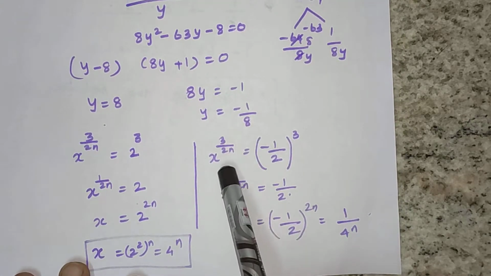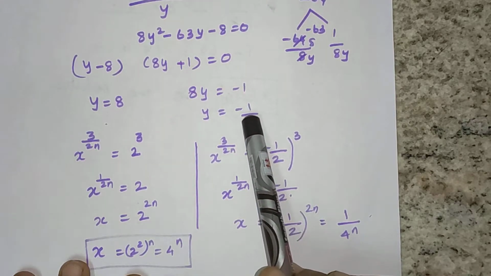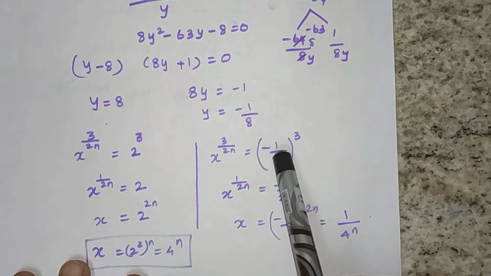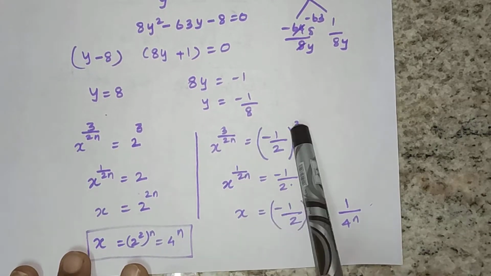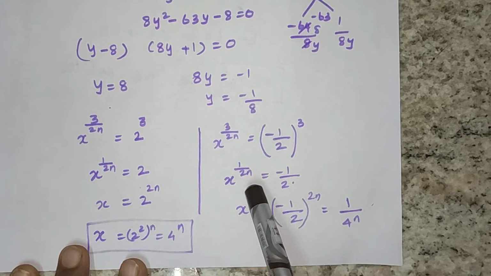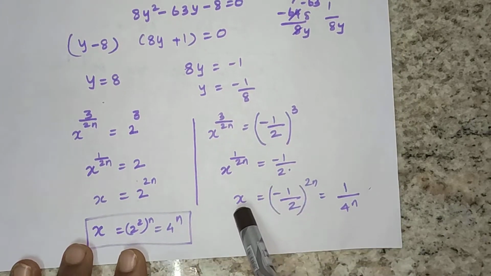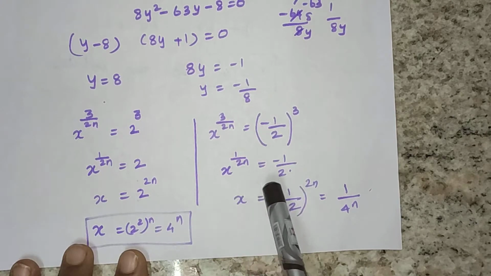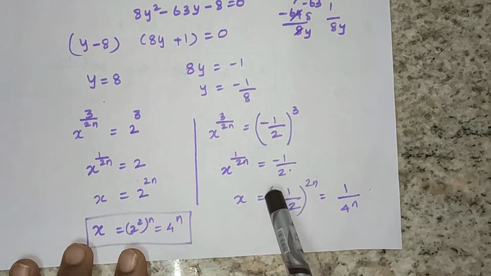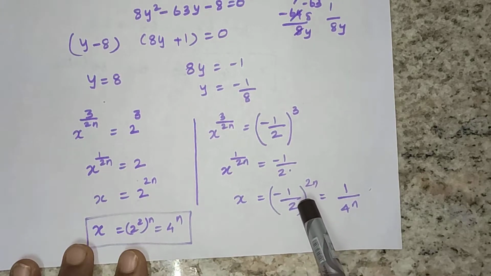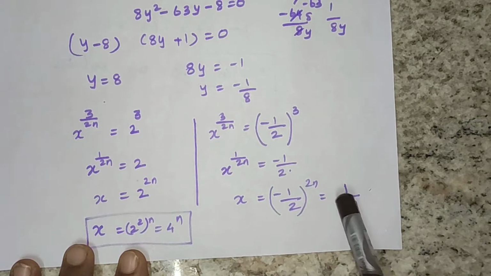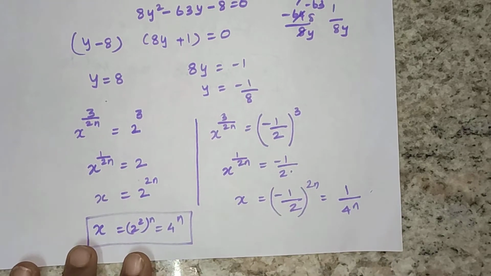Next, y equal to minus 1 by 8. So y value is x power 3 by 2n equal to minus 1 by 8, we can write it as minus 1 by 2 the whole cube. Again if you take cube root on both sides, x power 1 by 2n equal to minus 1 by 2. Then x raised to the power 2n means x is equal to minus 1 by 2 the whole power 2n. So we can write this as 2 power n in the denominator, 2 square is 4, so 1 by 4 power n. Here even power means minus becomes plus. So 1 by 4 power n.